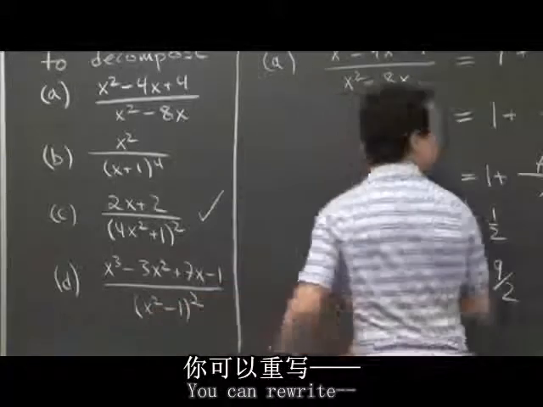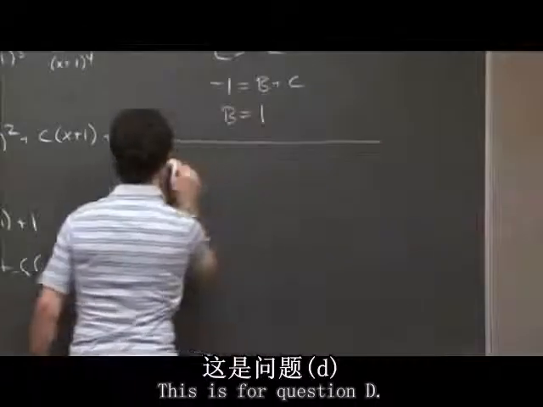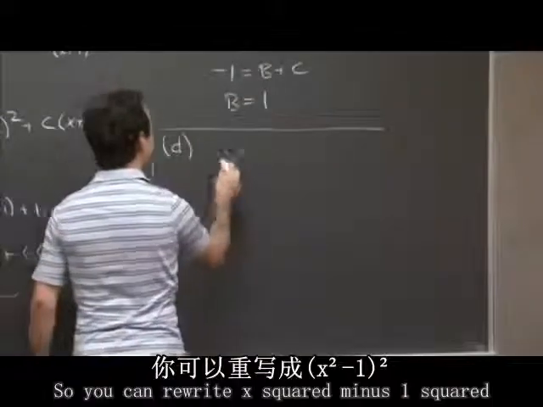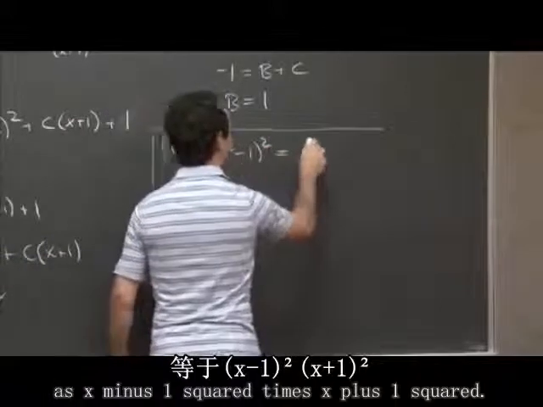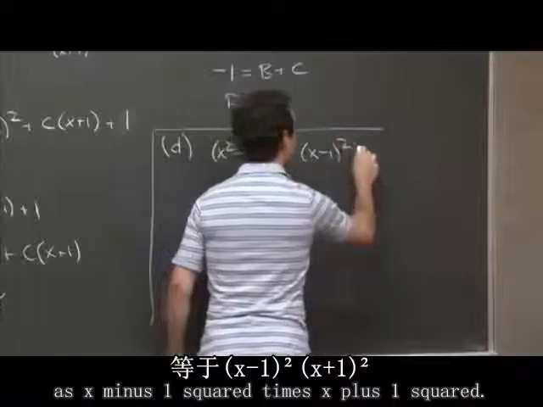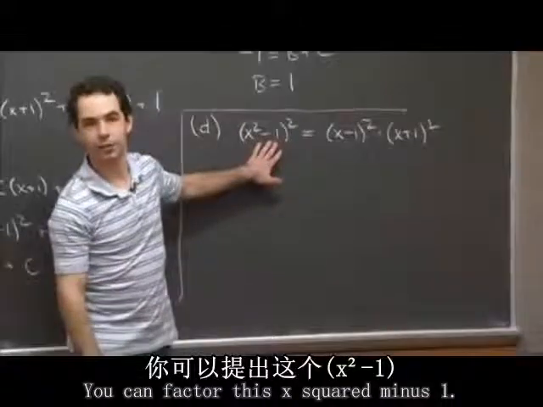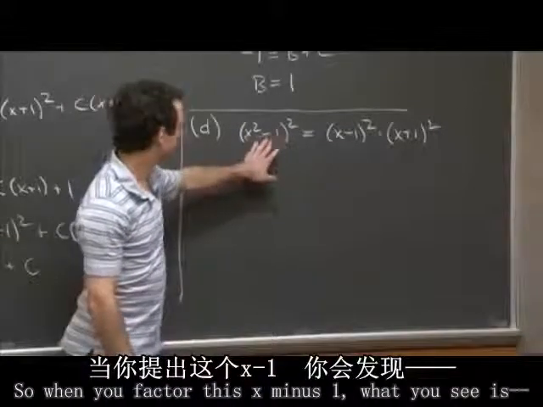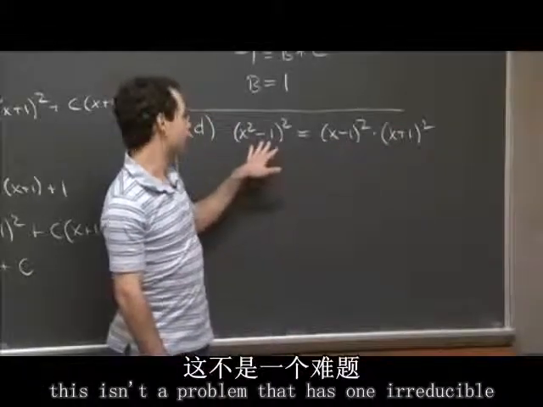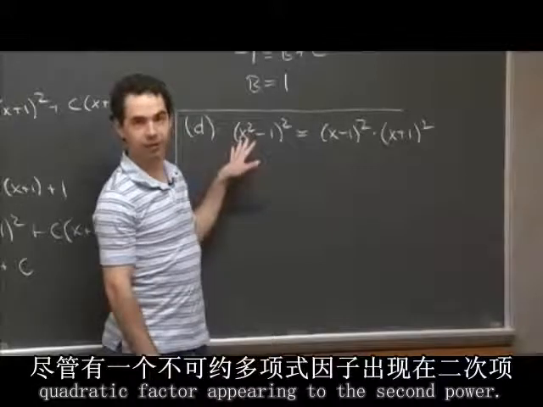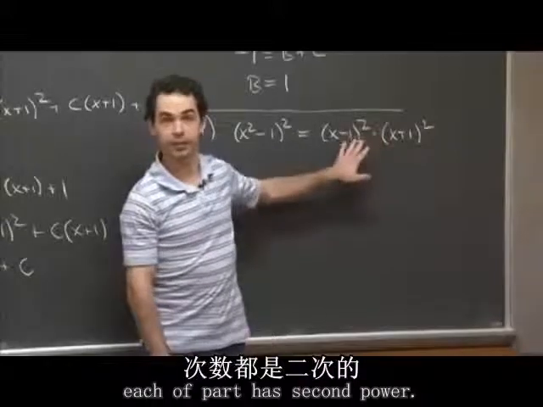Let me come back over here. So this is for question D. You can rewrite x squared minus 1 squared as x minus 1 squared times x plus 1 squared. You can factor this x squared minus 1. So when you factor it, what you see is this isn't a problem that has one irreducible quadratic factor appearing to the second power. What it has is two linear factors, each appearing to the second power.